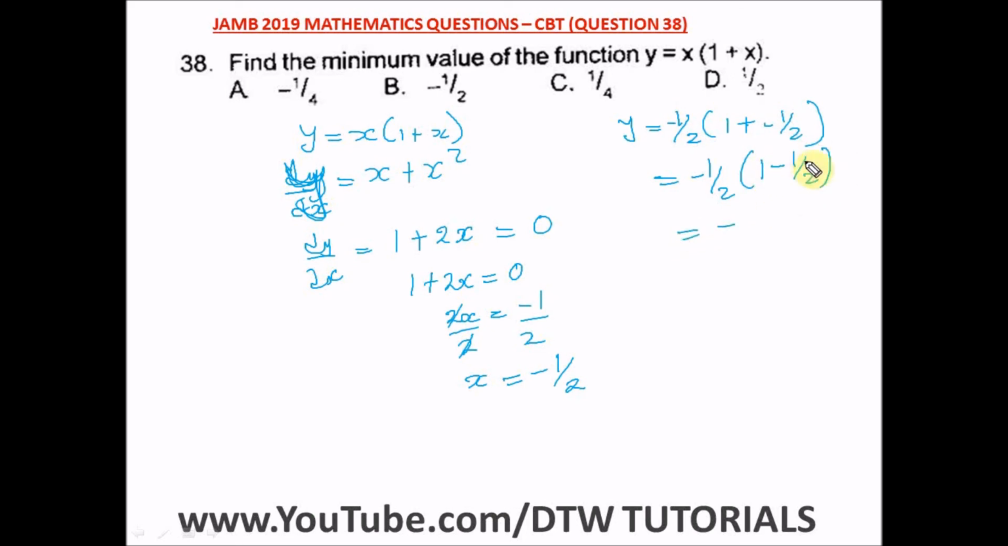And when you subtract that, 1 minus 1 over 2 will give us 1 over 2, still a half, that is 1 minus half. Okay, so here we have a half. And when we open up the bracket, we're going to have a minus 1 over 4. So this is our answer, minus 1 over 4. And our right option here is option A.